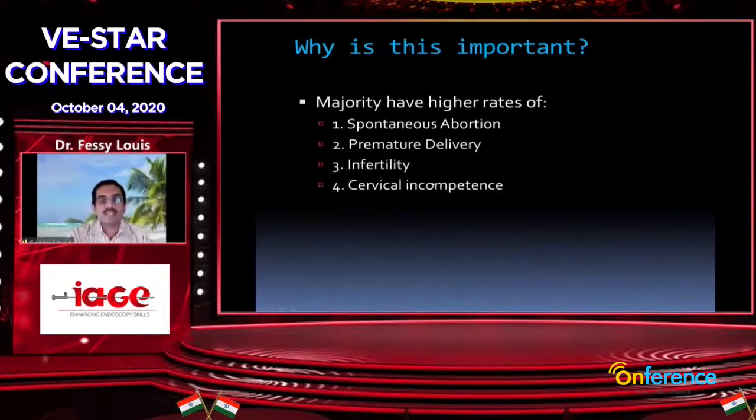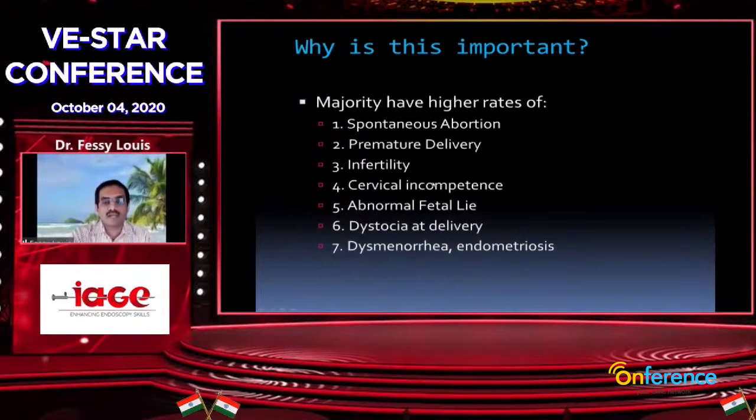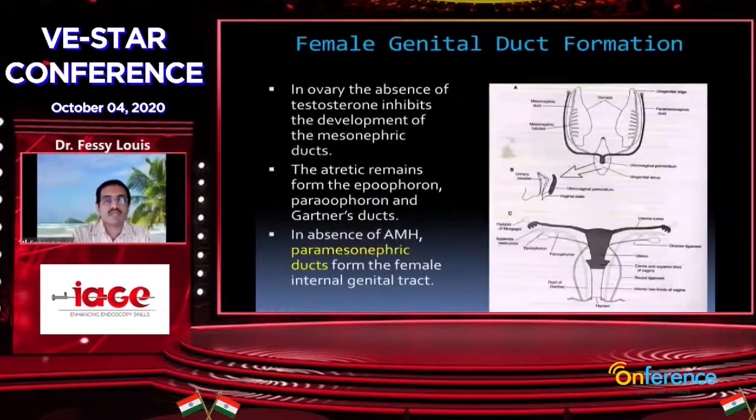And why it is important, I think all know it is because of spontaneous abortion, preterm, premature delivery, infertility, and cervical incompetence. Also, during delivery other complications can be there. I'm not going into the origin, the paramesonephric duct theory.